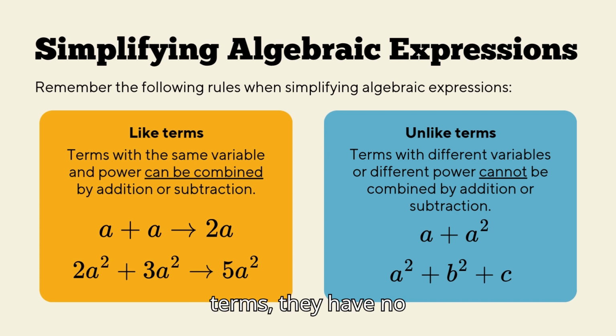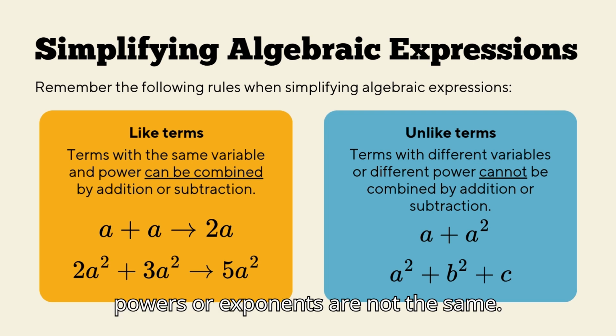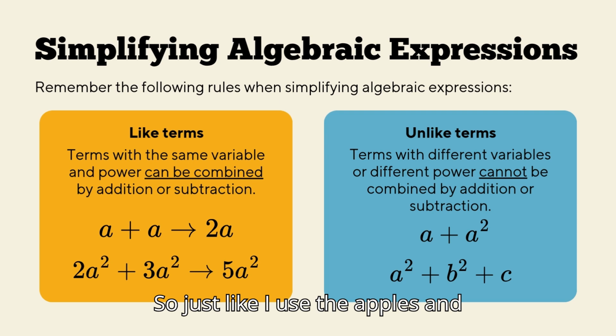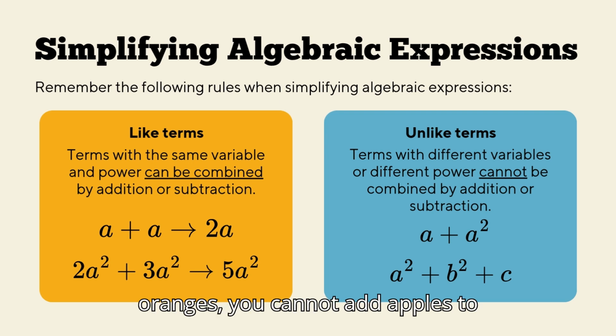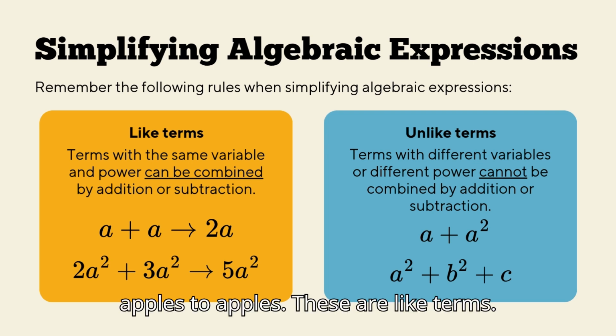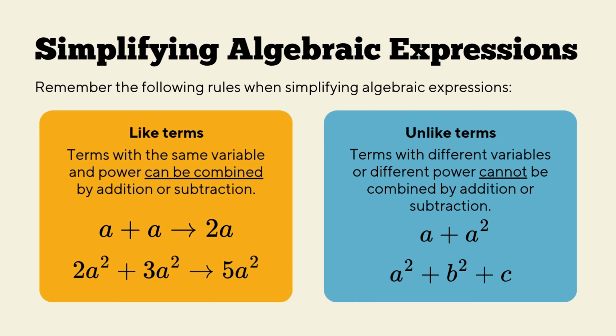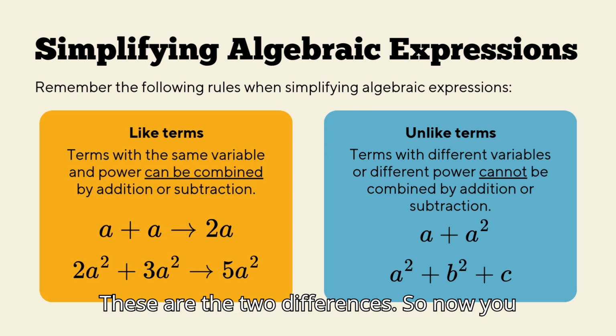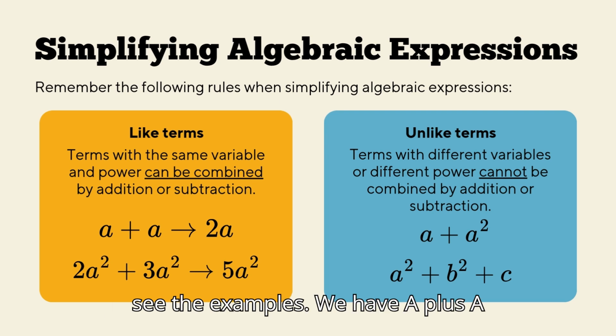Unlike terms have no common variable, and their powers or exponents are not the same. So just like with the apples and oranges, you cannot add apples to oranges. We add apples to apples. These are like terms. These are the two differences. So now you see the examples.